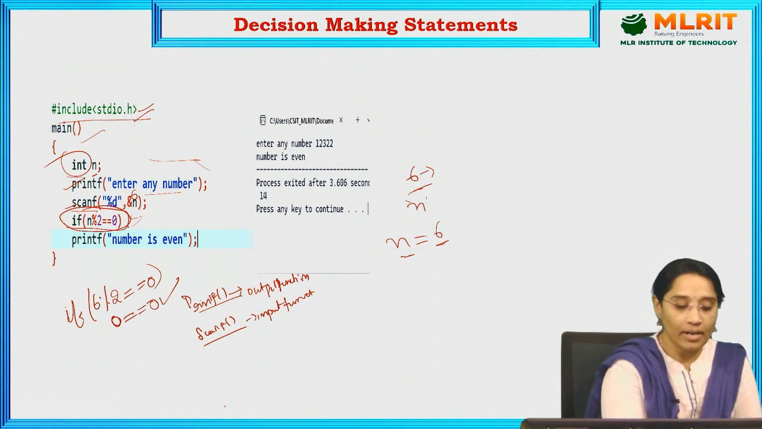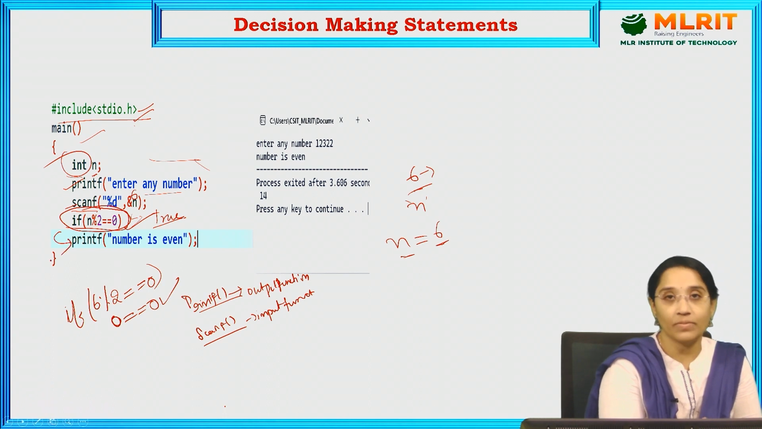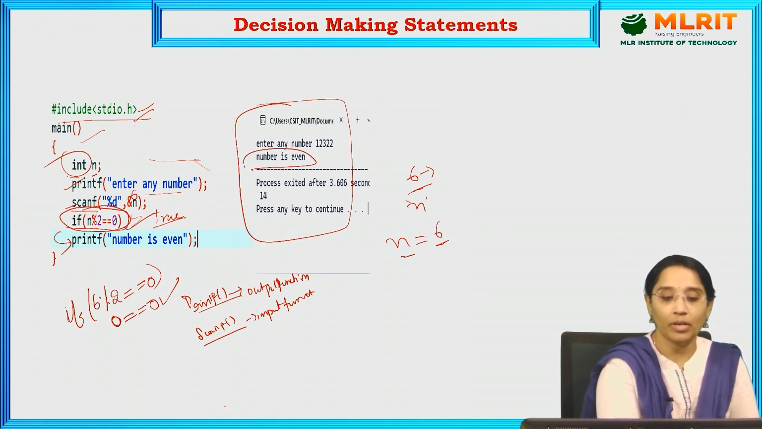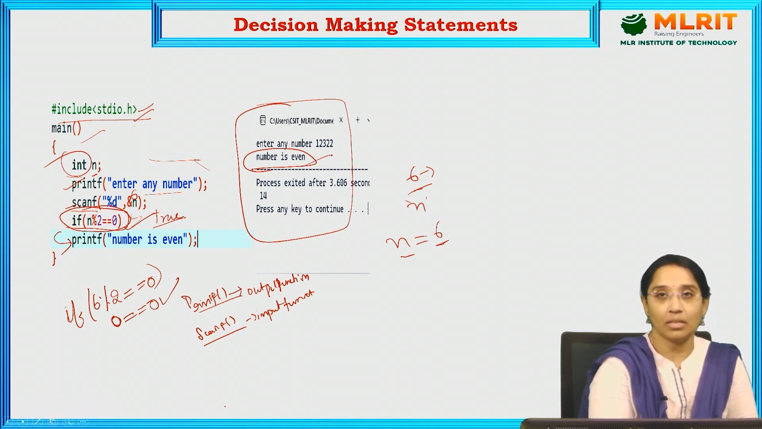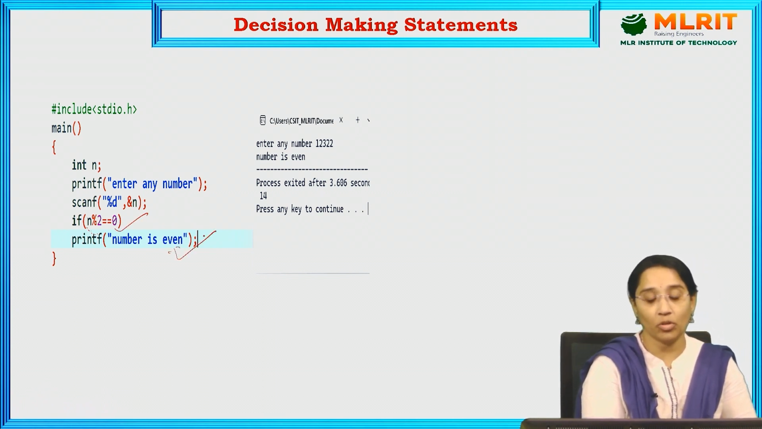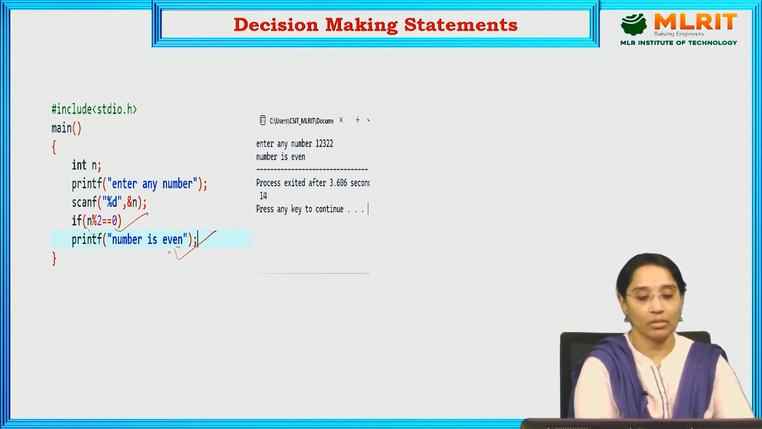So this condition is true. If the condition is true, this block of statements, whatever we have written, will execute. Obviously 6 is even. So on the output screen, see this one, the screenshot, you will get whatever we have written in the printf statement, number is even. Okay, so this is the decision control statement or the decision making statement. Based on this condition, whatever statement you have written in the true block will execute.